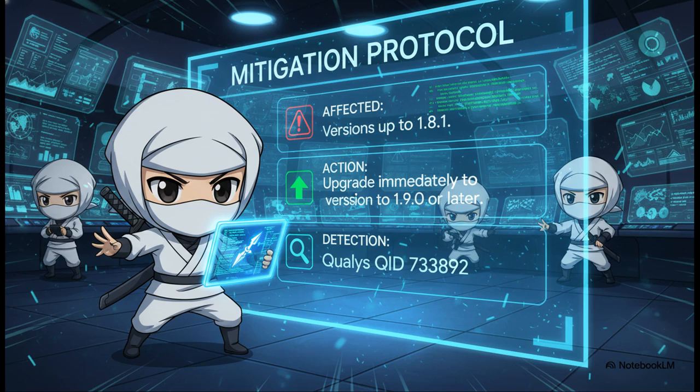So, here is your mitigation protocol, your marching orders. If you are running any version of Langflow up to and including 1.8.1, you are vulnerable, period. The required action is to upgrade to version 1.9.0 or later immediately. For detection, use Qualys QID 733892, or run zero queries to hunt down every single Langflow instance on your network. Do not delay on this.